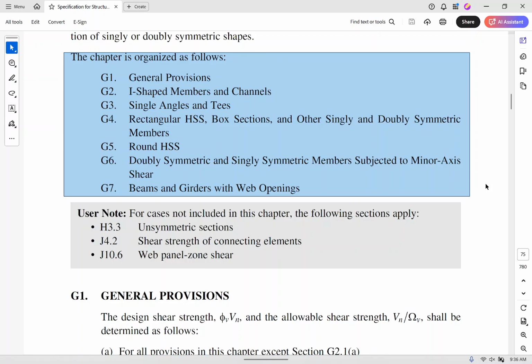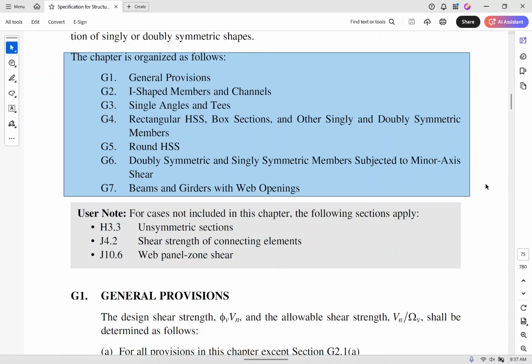What about G6? G6, doubly symmetric and singly symmetric members subjected to minor axis shear. Is this a doubly symmetric member? Yeah, W sections are doubly symmetric. Is it subjected to minor axis shear? No. Minor axis shear would be if I were taking this and flipping it on its side and loading it like this. Would I ever literally take a W section and flip it over and do that? No. But do W sections get loaded this way in the real world? Yeah. Two examples: wind and earthquakes. So that is a situation where that would happen in the real world. We're not worrying about that here, but we could.